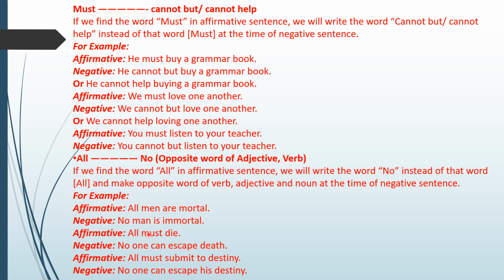Next example, all must die. So you will write the negative as no one can escape death. The next example, all must submit to destiny. The negative is no one can escape his destiny. So children, if there is all in the affirmative, then you will write no and the opposite of the word that is there in the affirmative.